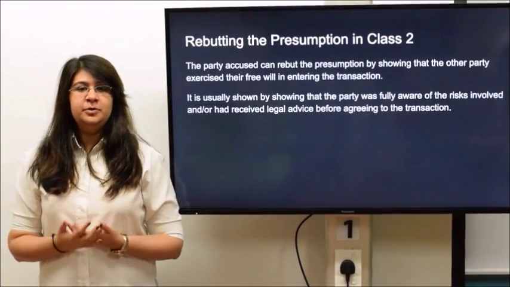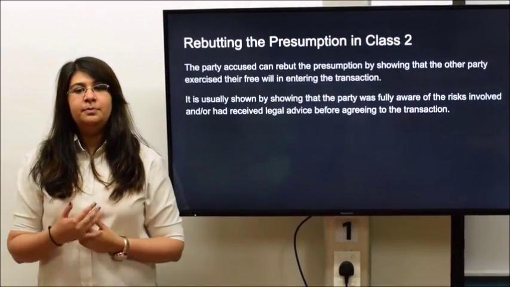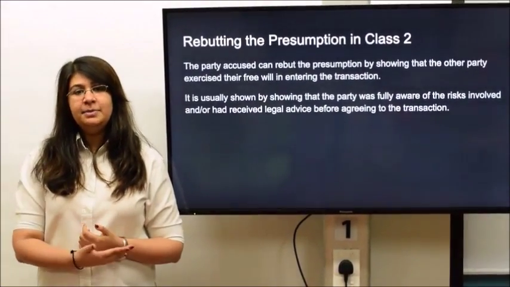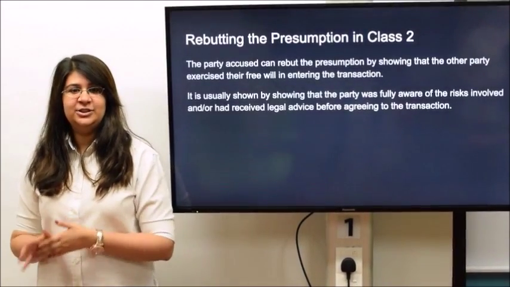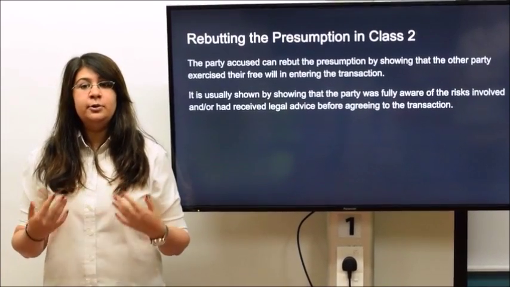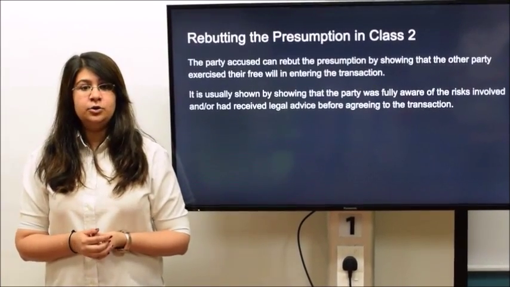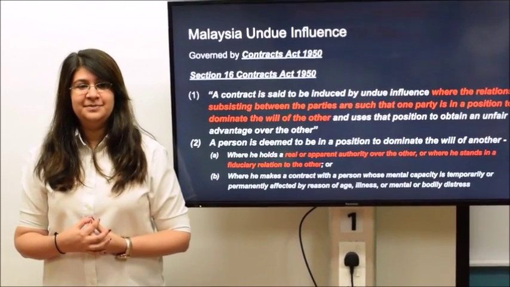There is a rebuttable presumption in class 2, where the party accused can rebut the presumption by showing that the other party has exercised their free will in entering this transaction. It is usually shown by showing that the party was fully aware of the risk involved and/or had received legal advice before entering into this transaction.